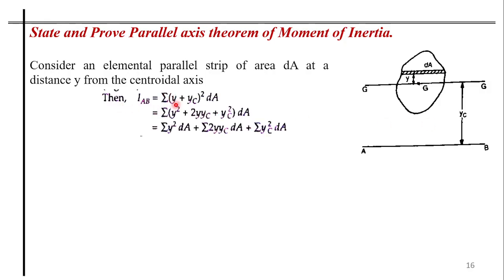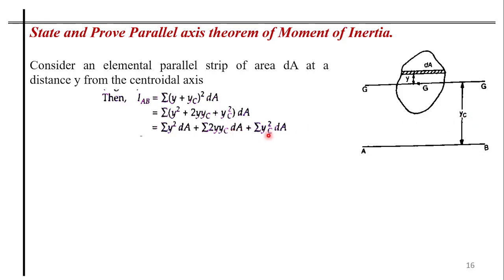Summation or integration (y plus yc) whole square dA. So the integration, (y plus yc) whole square, if I am going to expand it, y square plus 2 y yc plus yc square. So integral y square dA plus integral 2 y yc dA plus integral yc square dA. Now there are three terms in here. So if you look closely, y square dA is moment of inertia. yc is a constant value, y is going to be a variable. Understand, y is a variable but yc is not. yc is a constant value.